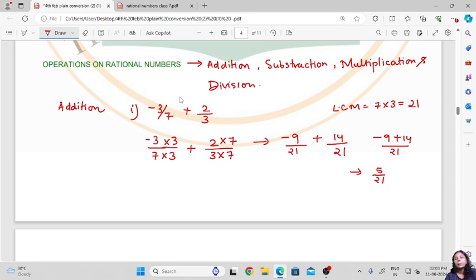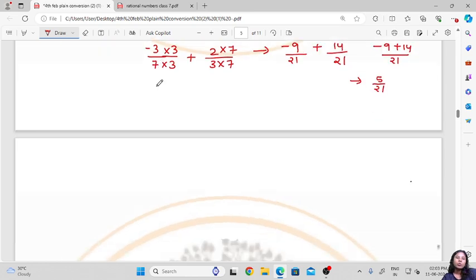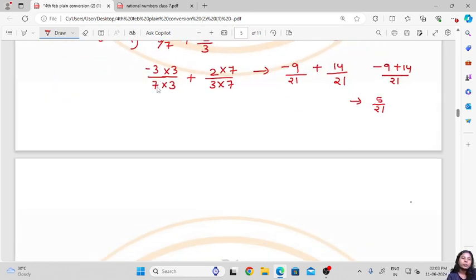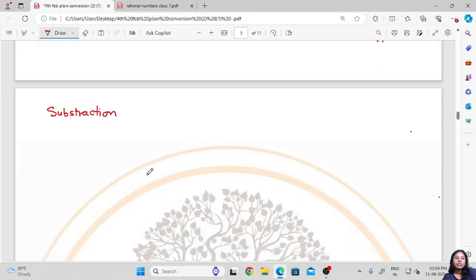So this is basic addition. What we have done is, because plus into minus is minus, we subtract: 9 and 14 we subtract and we get 5 upon 21. Moving ahead to subtraction. This is also done in a similar way. All that we do is we make the denominator same if they are not same.